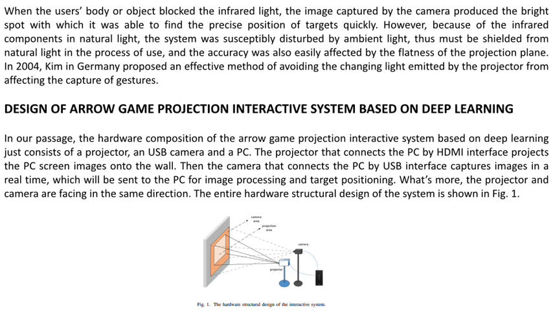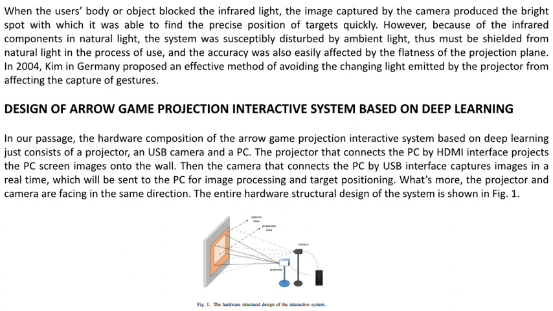of the projection plane. In 2004, Kim in Germany proposed an effective method of preventing the changing light emitted by the projector from affecting the capture of gestures. So, the design of the Arrow Game Projection Interactive System based on deep learning.